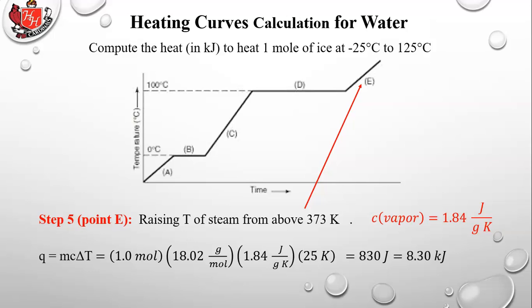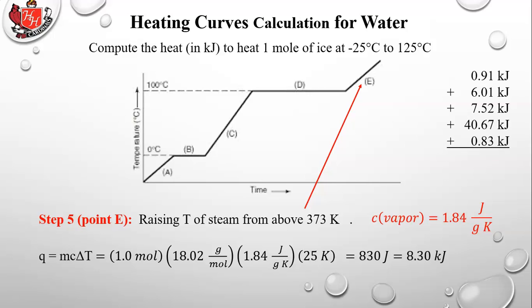So we said we were going from 100 degrees up to 125. First you do the molar mass conversion to get the mass of 1 mole of water. Then you multiply by the specific heat of vapor, and then by the temperature change, which is 25 degrees, from 100 to 125, and you get 8.30 kilojoules.